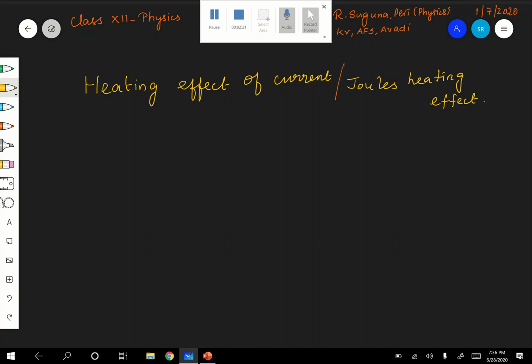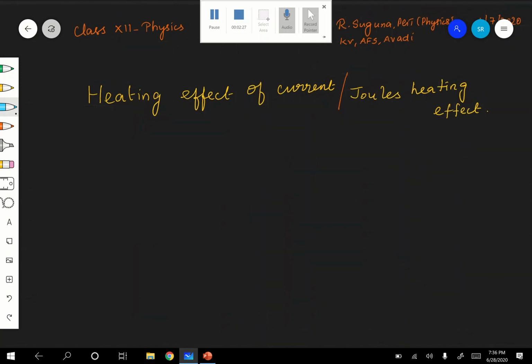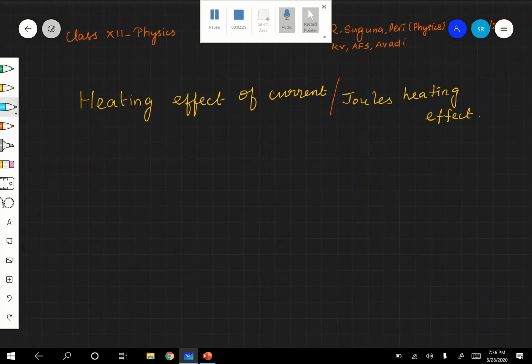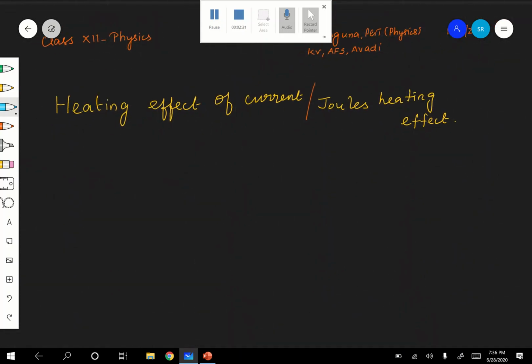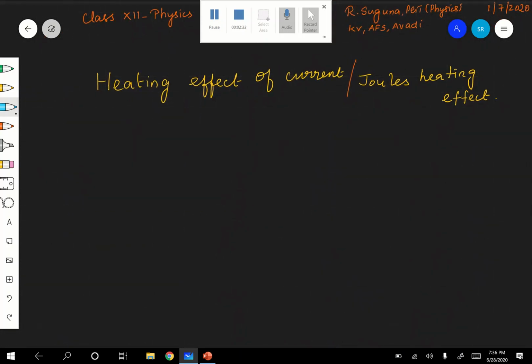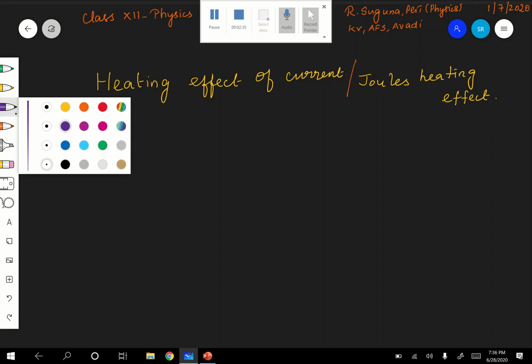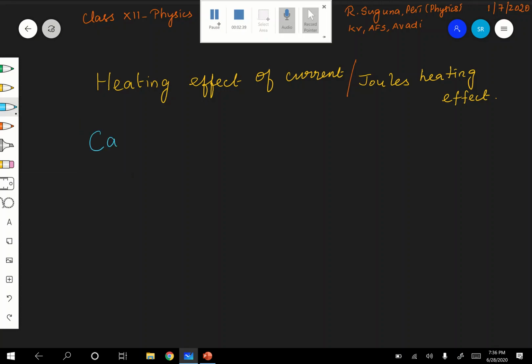Now, knowing what heating effect is, let us go to the cause of heating effect of current. Now we are going to see what is the cause of heating effect of current. So what is the cause?